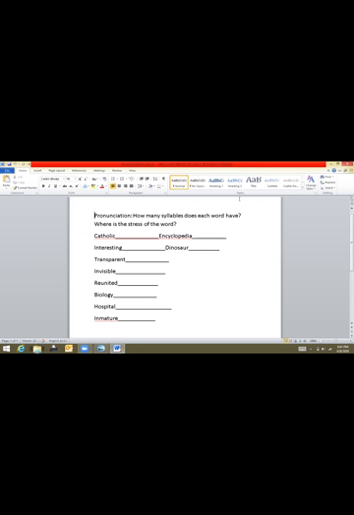What is a diphthong? What's a diphthong? Un diptongo. Do you remember when you went to school? Diptongo. Of two vowels. Exactly. So you have the union of two vowels, but the two vowels produce only one sound. In some cases, they are independent.